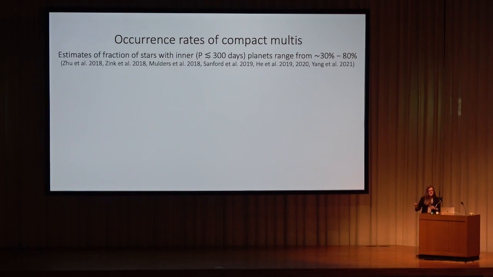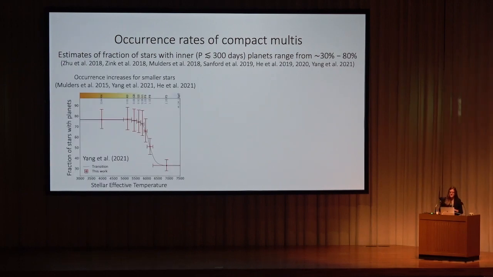And the difficulty is predominantly in the fact that there's this inherent degeneracy between the multiplicity of the system and the mutual inclinations between the planets, which affects the observable of how many planets are transiting. Nevertheless, there is evidence that the close-in super-Earths and sub-Neptunes are more common around smaller stars, as we can see in this plot of fraction of stars with planets versus stellar effective temperature.